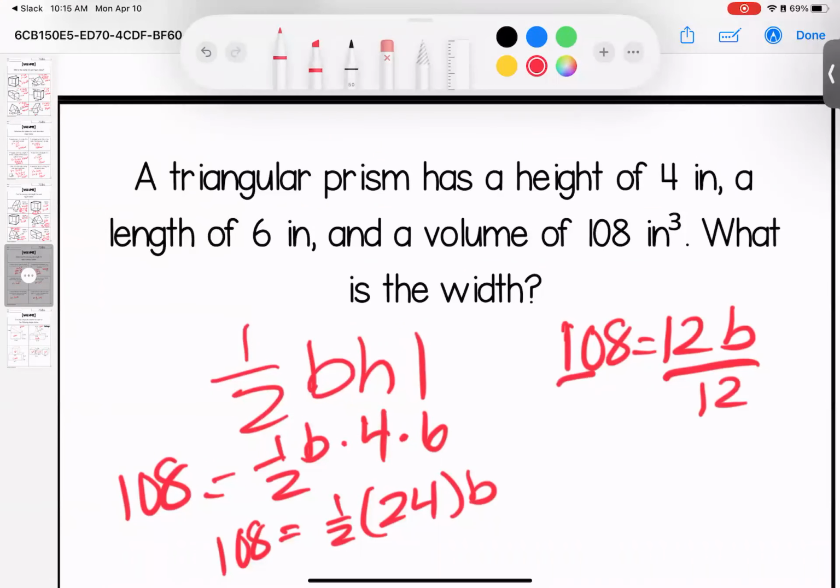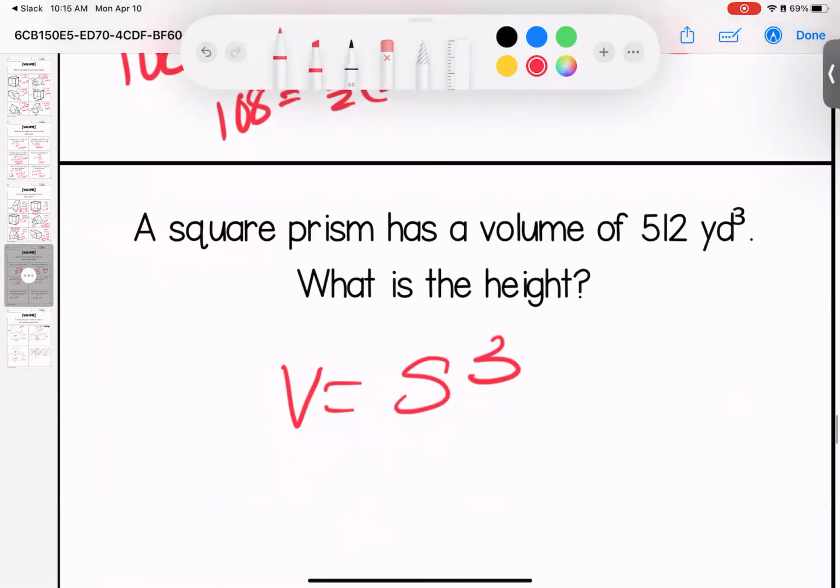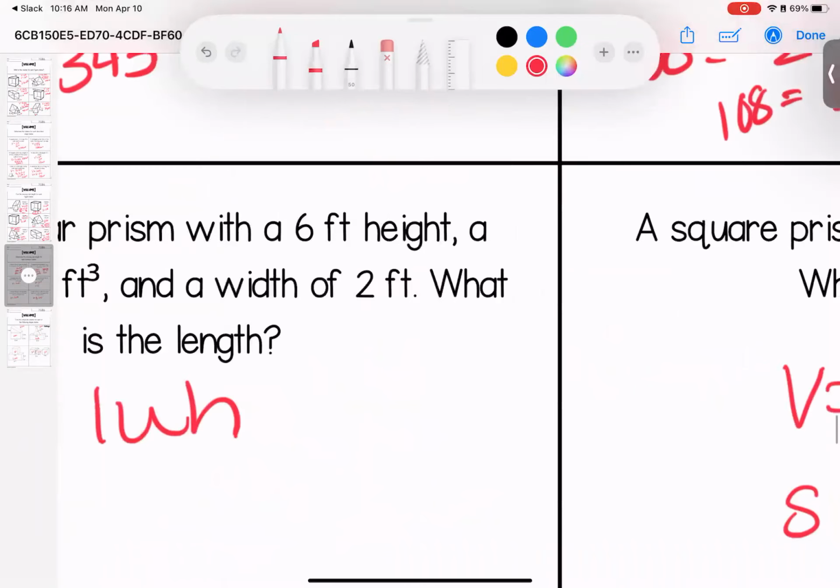And if I divide both sides by 12, 108 divided by 12 leaves me with a base of 9. All right, coming down here, I need 512. Now, I saw that when I did 7, I got 343, so I'm just going to go one above to get 8. The side length is equal to 8. 8 times 8 times 8, 512.